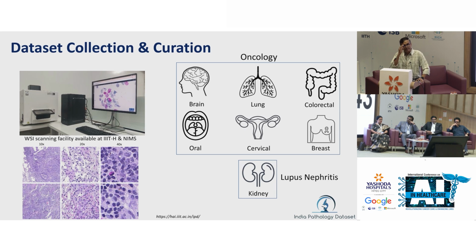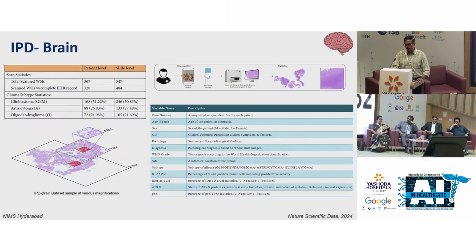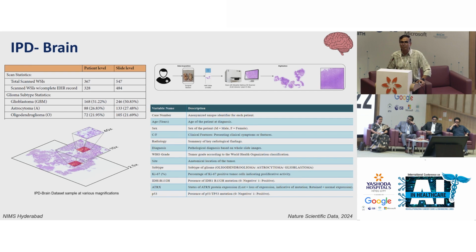Once you have these data sets, you ask what kind of insights we can derive out of this Indian oncology data. I'll show you one use case that we could derive. That one is called IPD brain. This is the Indian pathology data set of brain data, which we recently released for public use. So anybody who is interested in using this data set can now start using it.